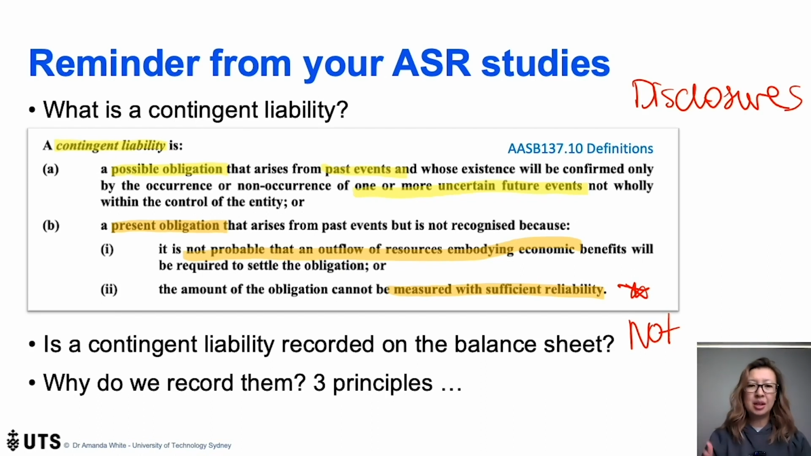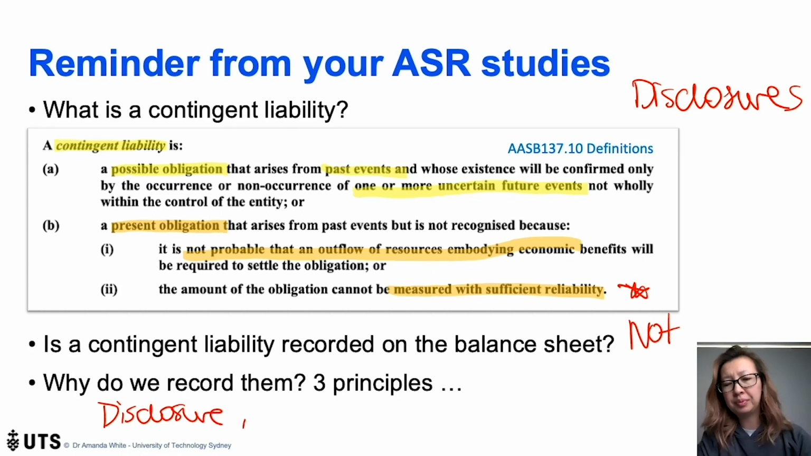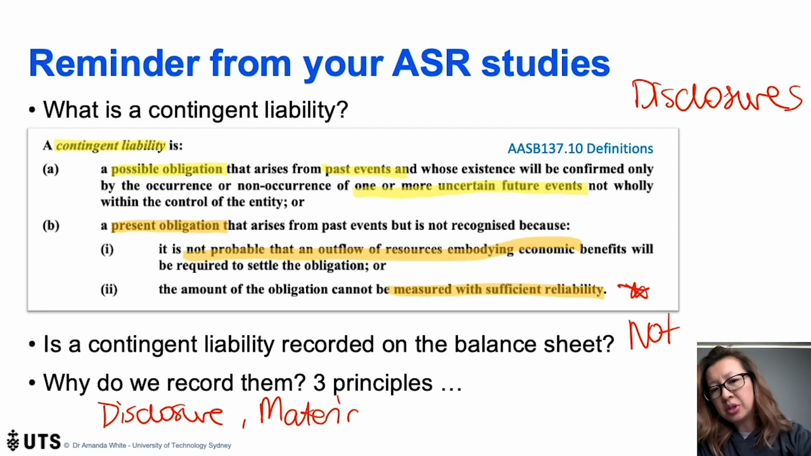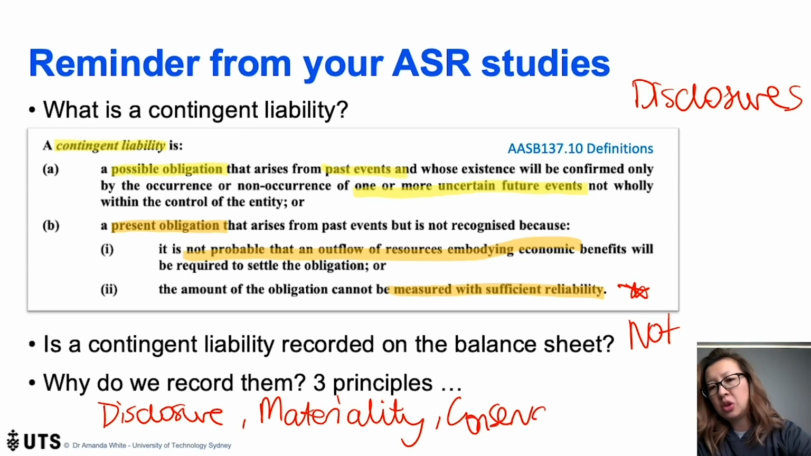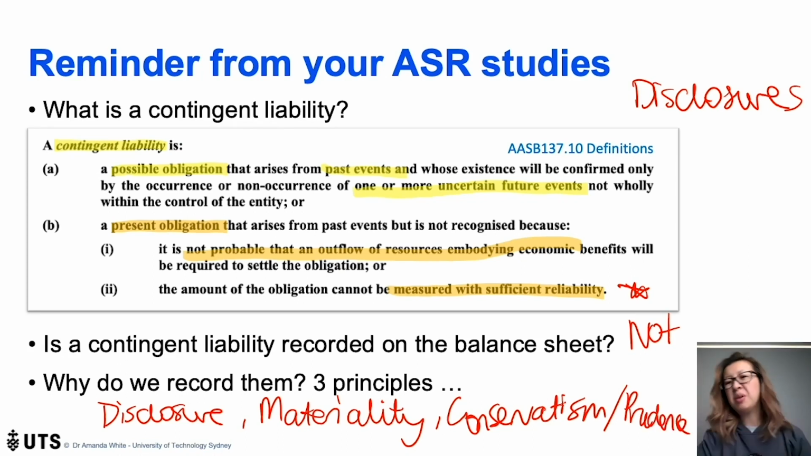So we record these because we have 3 principles about accounting related to this. The first one is that we should have full disclosure. The second one is that these could be material, so there's the materiality principle here. And the third one is the conservatism principle, which is sometimes called prudence. I find prudence just doesn't convey the same meaning to me. It's always going to be conservatism. But those principles also say, well, look, just in case, let's give the shareholders and the users of the financial report more information than less.